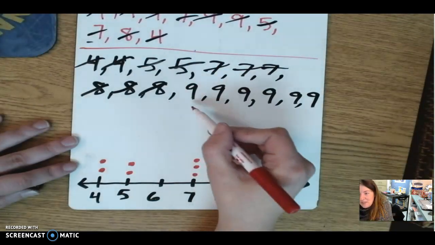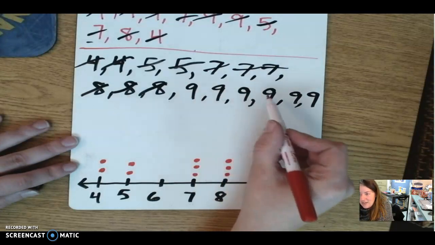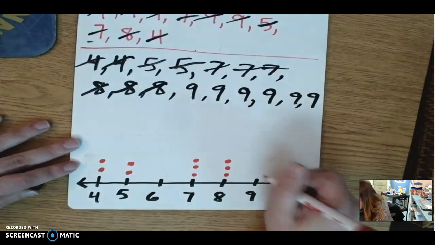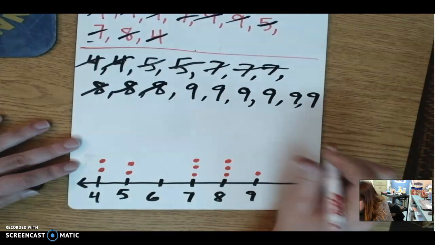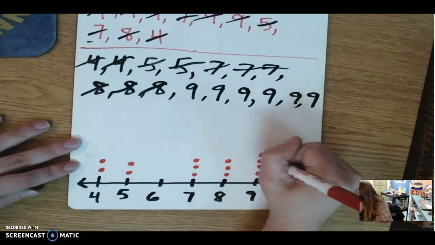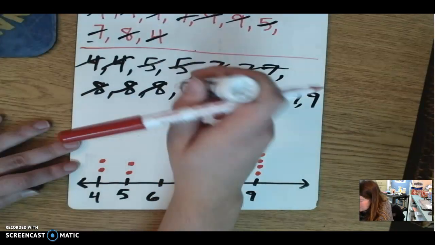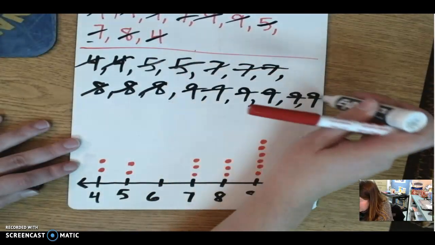And look at this one for the 9s. How many 9s do I have? 1, 2, 3, 4, 5, 6 9s. Make sure you count correctly. 1, 2, 3, 4, 5, 6.